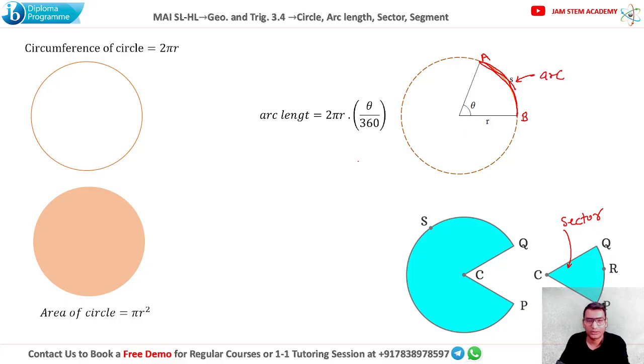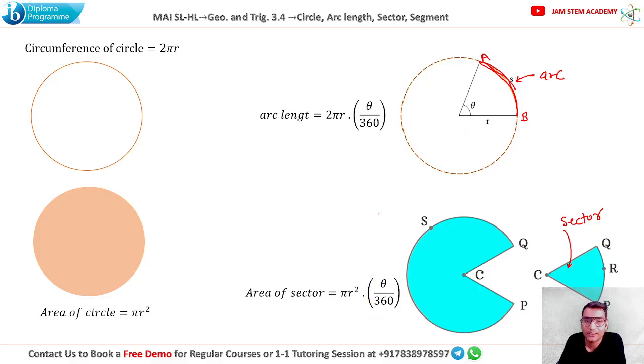Okay, same as before, we can use the unitary method to calculate the area of the sector. Take the total area, and corresponding to that, theta over 360: pi r squared times theta over 360, using the unitary method.